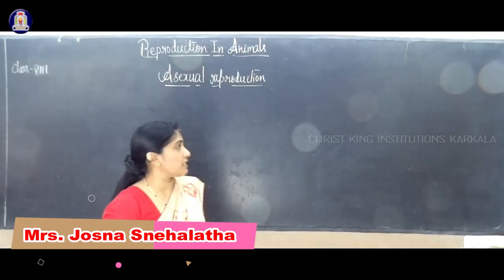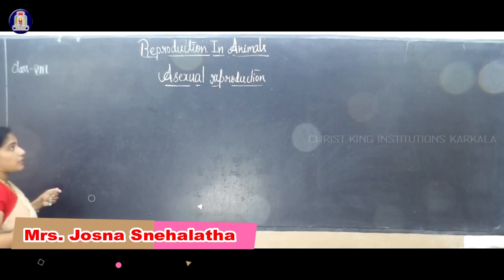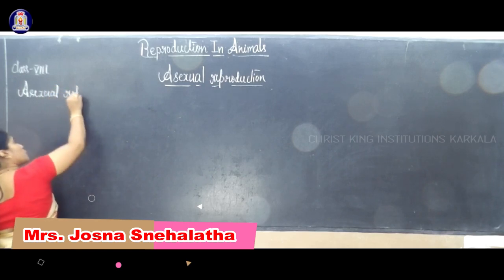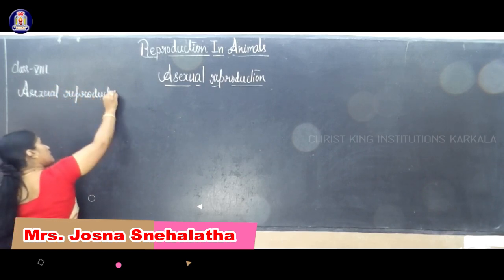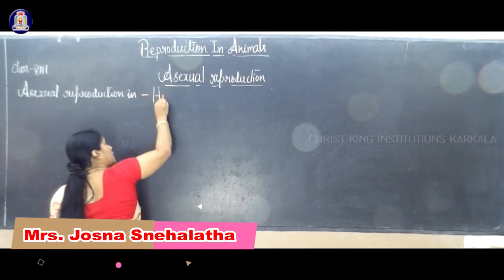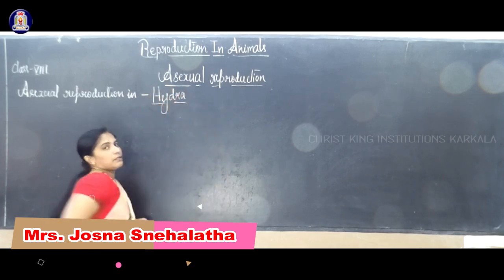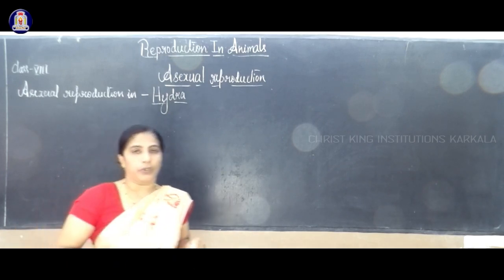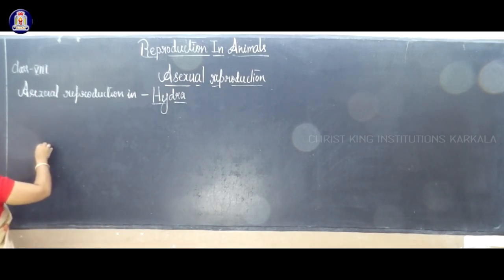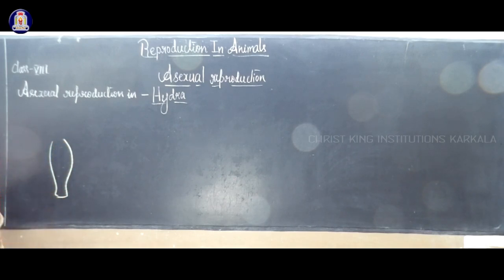What are those stages? Let us study one by one. So let us study now asexual reproduction in a primitive animal organism, that is nothing but hydra. How will hydra give birth to a young one during asexual reproduction, let us study. Hydra is an aquatic organism. So if you take an organism, observe carefully how to draw a hydra. This is the surface of the mother's body. These are called tentacles.